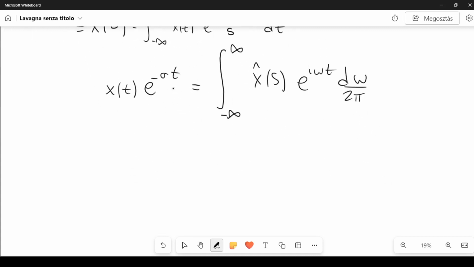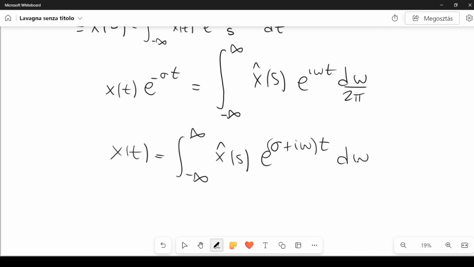And now I can multiply both sides of this equation by e to the sigma t, so I can get rid of this factor. I have x of t equal to integral from minus infinity to plus infinity x hat of s e to the sigma plus I omega t, then I have d omega divided by 2 pi. Now let me multiply the denominator by the imaginary unit I, and let me of course multiply the numerator by I, and let me put I inside this differential like this, and I can also rewrite this differential as d of sigma plus I omega, where in this case the variable is omega, so sigma is kept constant.